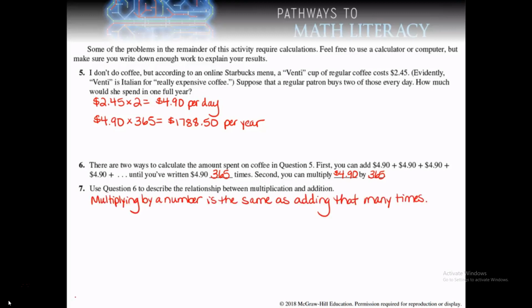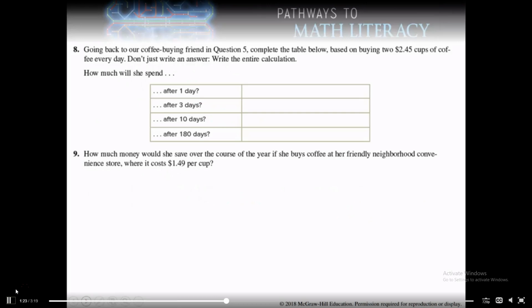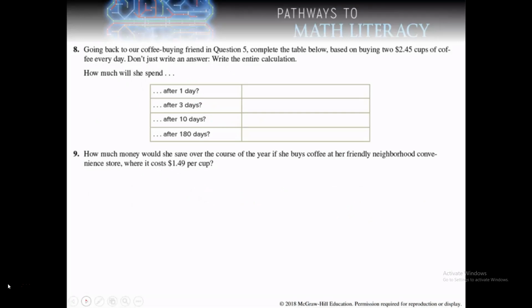In 8 then, let's think about that same person who's buying 2 cups of coffee at $2.45 a piece, and how much will she spend after one day? Well, we figured that out already. $2.45 times 2 cups of coffee comes out to $4.90 per day. Well, then we can use that $4.90 a day to answer after 3 days. She would spend $4.90 times 3. So after 3 days, it's going to cost her $14.70.